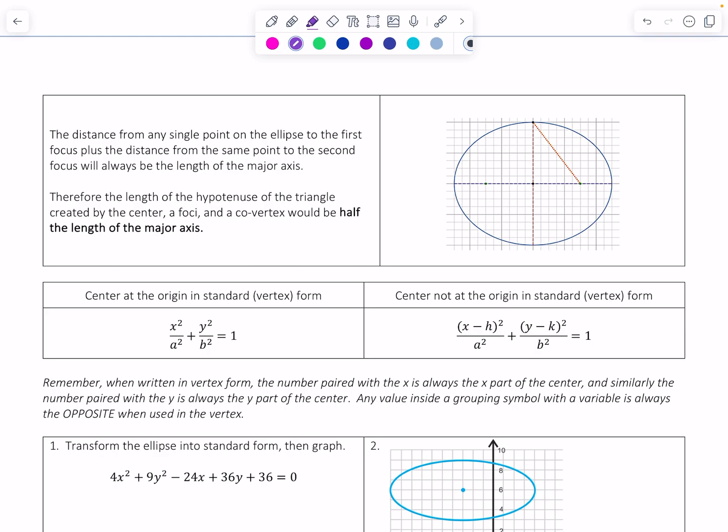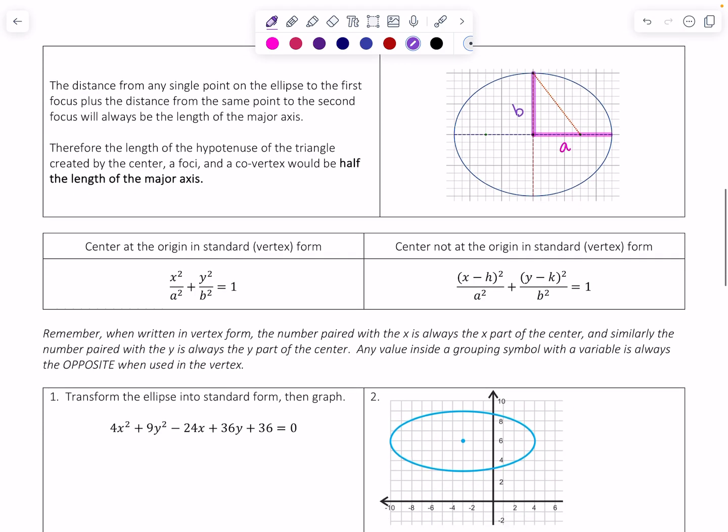So our a value, I'll use pink here, is going to be the distance from the center all the way across on the x-axis. So it's going to be our a value. And then this is our a amount. And then we also have our b amount on our y-axis. So that's where our a and b come from. We're going to come back to a little bit more of that in just a second. But when we're graphing, those are the things that we want to know.